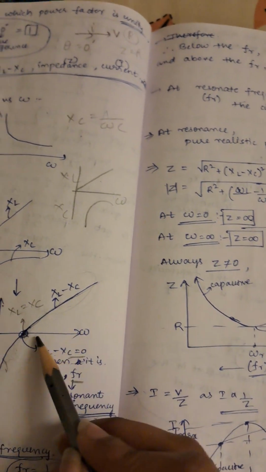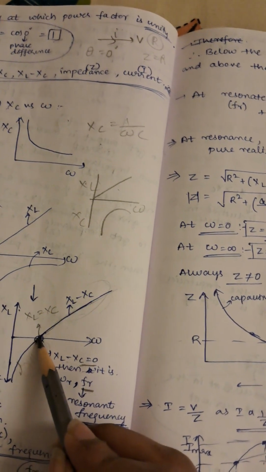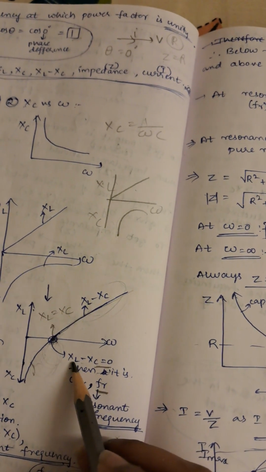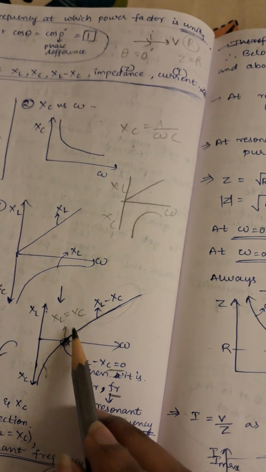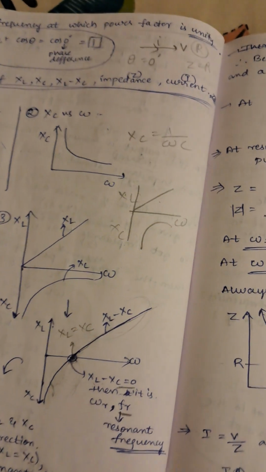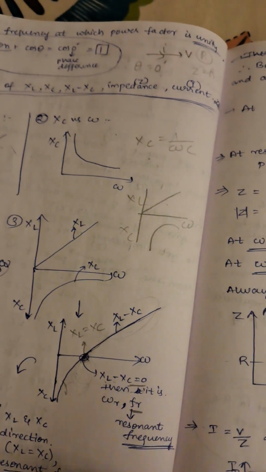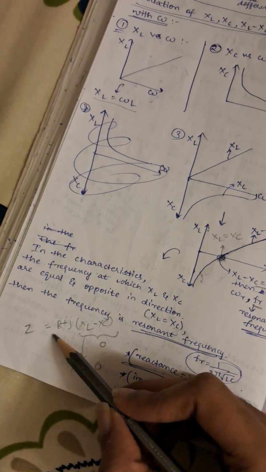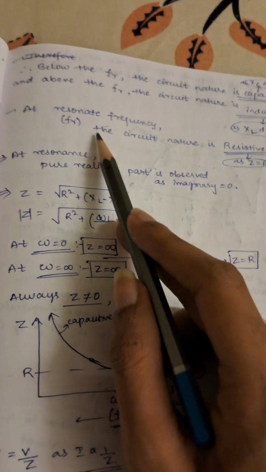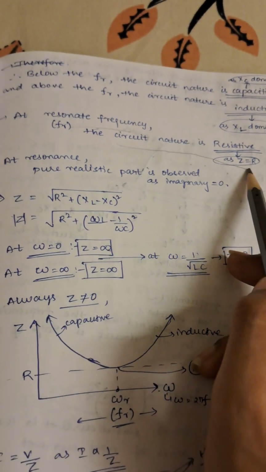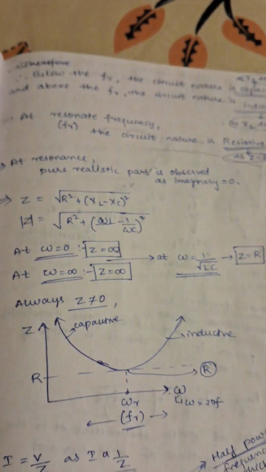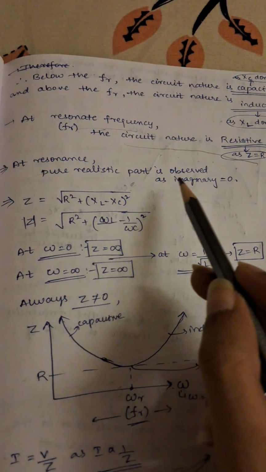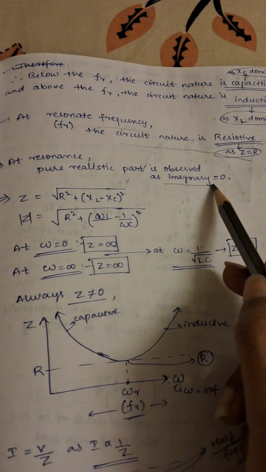And at the resonant condition, it acts as a resistor because XL is equal to XC, so XL minus XC is 0. There is no inductive nature and no capacitive nature at the resonant condition; it acts as a resistor. That's why at resonant frequency the circuit nature is resistive. At resonance, a purely real part is observed as the imaginary part is 0.